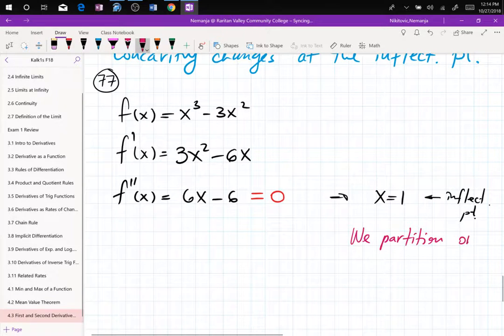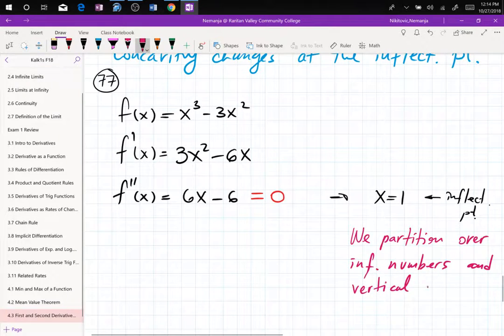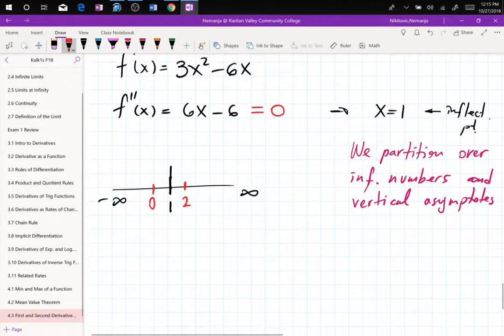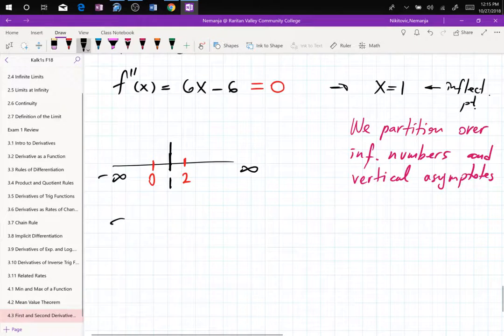We partition over inflection numbers and vertical asymptotes. Now we only have one inflection point and no vertical asymptotes. We are on the domain negative infinity to positive infinity, and we are partitioning at 1. Test points, well, clearly a 0 and a 2 because we're cheap. Second derivative test, SDT.